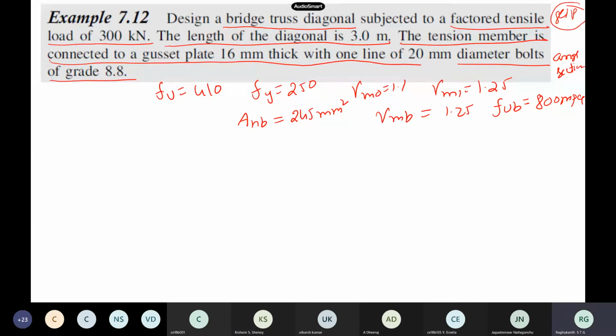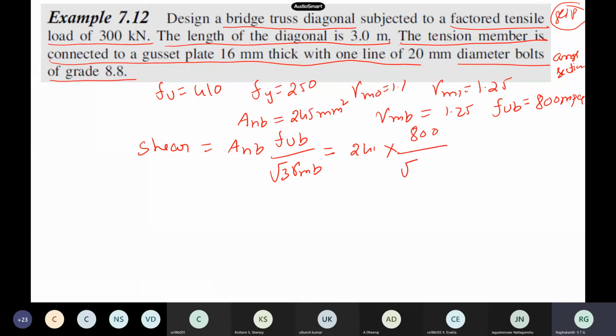So bearing strength will be less actually compared to shear strength. So shear strength of this HSFG bolt, say, so that is A and B. Since we use FUB in that formula, FUB of this is extremely high. So 245 into 800, we have the value by root 3, say. So root 3 into 1.25 into 10 to the power of minus 3. So this is 90.52 kilonewtons actually. That is the shear, this one.